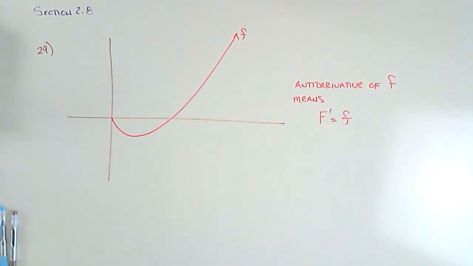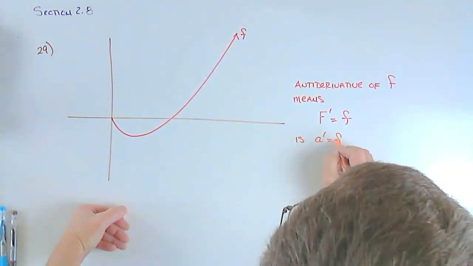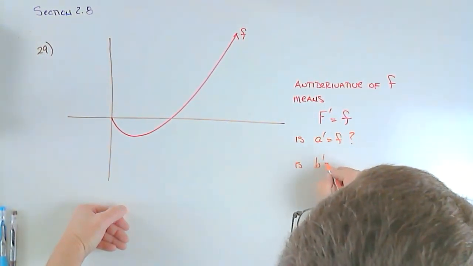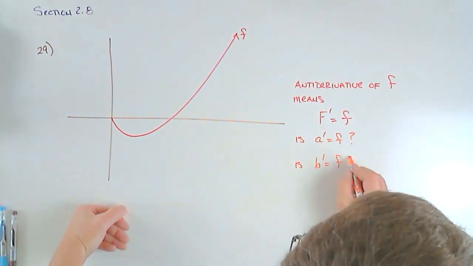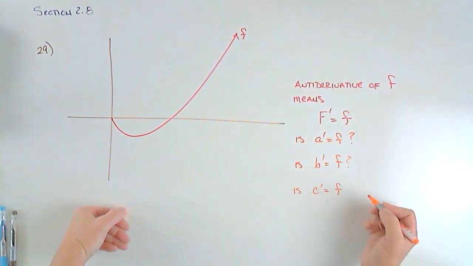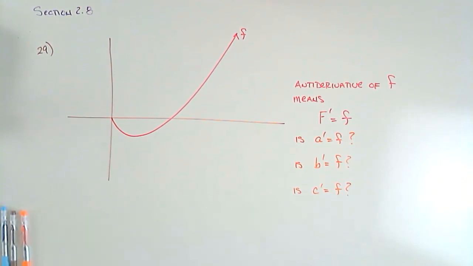And so what they're asking us is: is the derivative of A, F? Is the derivative of B, F? Is the derivative of C, F? That's the question we're being asked. We're being given graphs, and they want us to answer whose derivative turns out to be F.